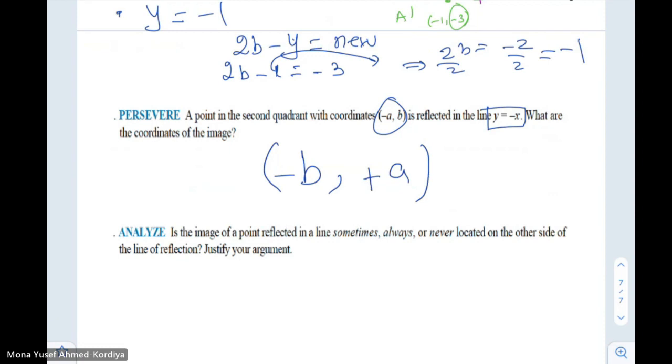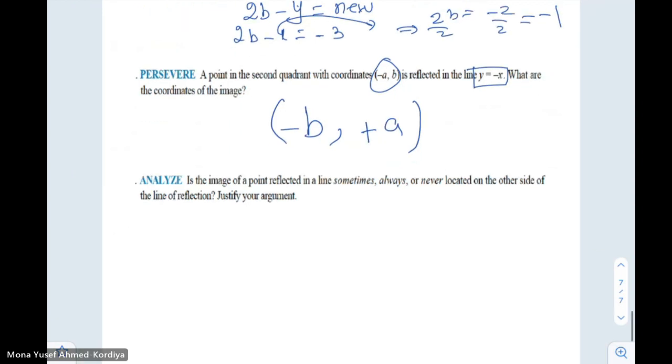Last question here. Is the image of a point reflected in a line sometimes, always, or never located on the other side of the line of reflection? In most of the cases, if the point was here, the reflection was on the other side. If it was here and you want to reflect, it will be the reflection to the other side. But there is one case only, when it is exactly on the line of reflection, and we discussed that before.